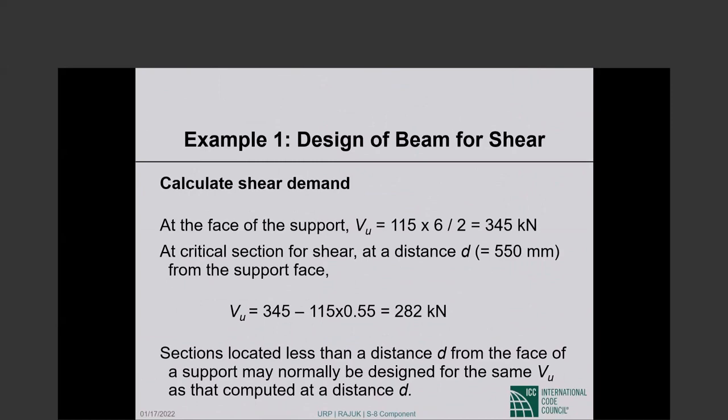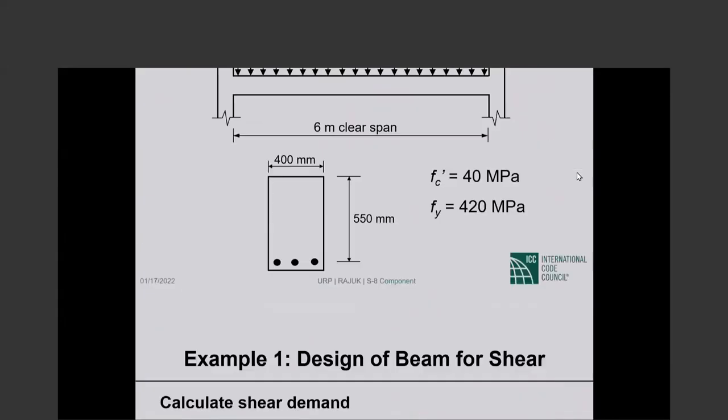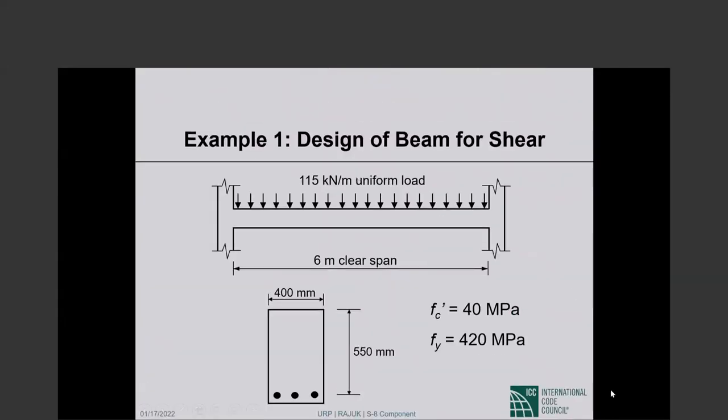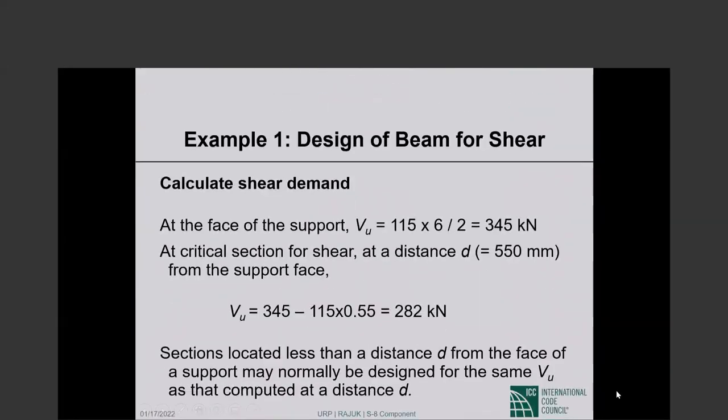At the face of the support, the shear is 115 kilonewton per meter uniform load, multiplied by the clear span of 6 divided by 2, that's 345 kilonewton. Critical section for shear is a distance d away from the support face.